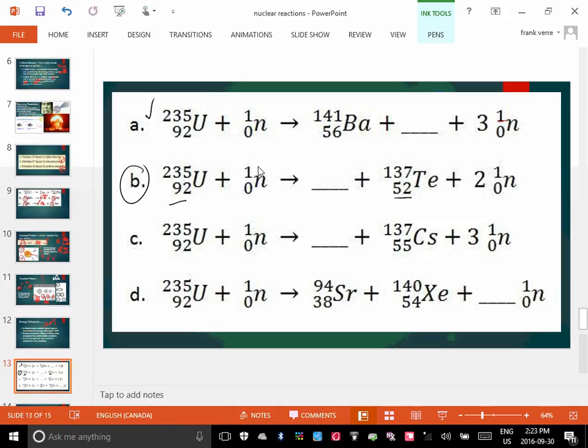Well, we got 236, so our mass number is 236 in total. On the right, we have 137 and 2 neutrons, which is 139. So we're missing 97 in terms of mass. We are missing 42 and 52, so we're missing 40 in terms of nuclear charge. So what's the 40th element in your periodic table? The 40th element is zirconium.